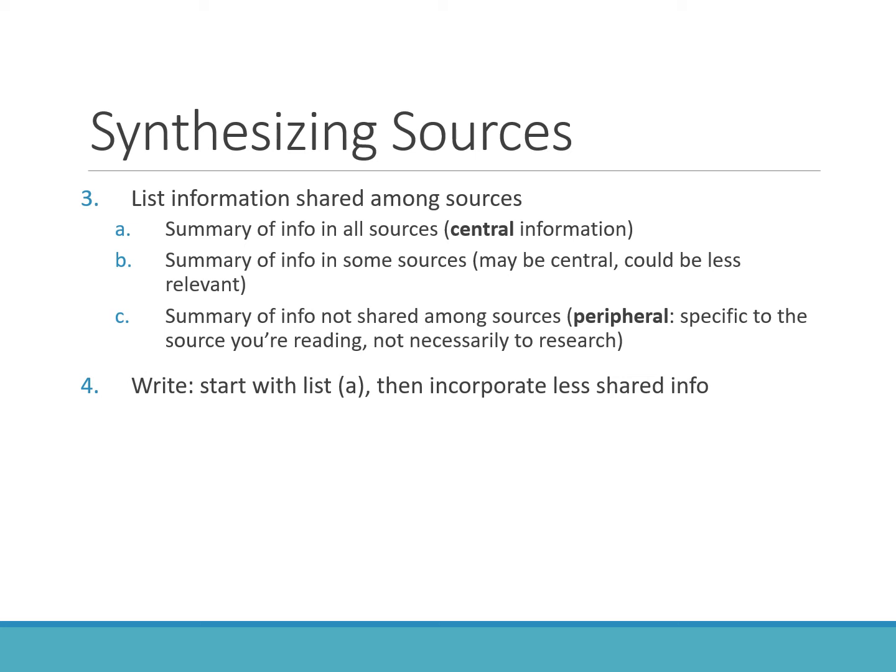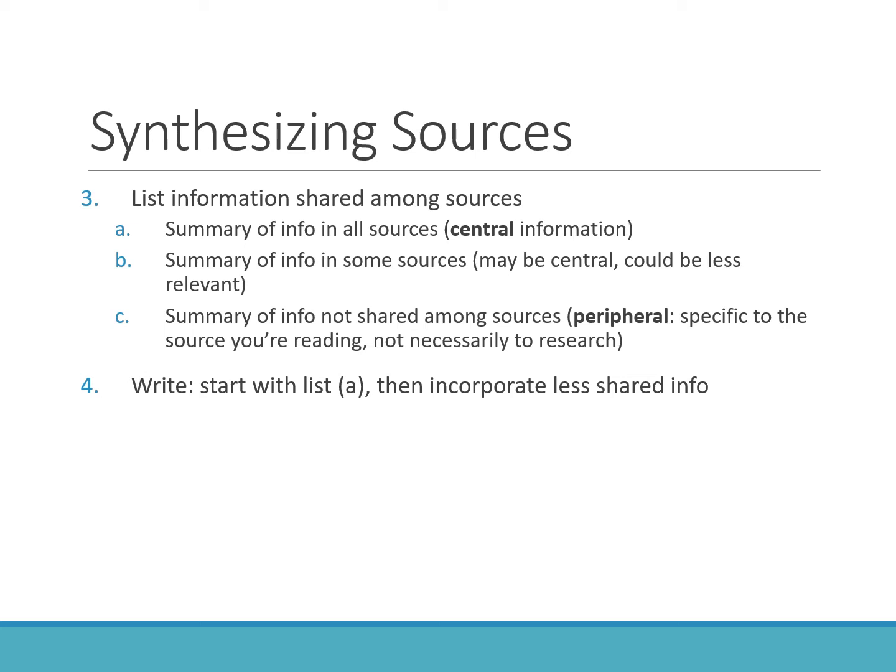The next step is to identify how much information is common or shared among sources. There are three different levels of shared information. A is a summary of information in all sources. This is central information. This might be a basic definition of parenting or something like that.